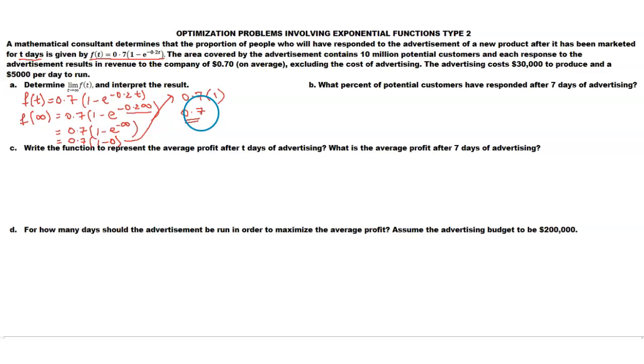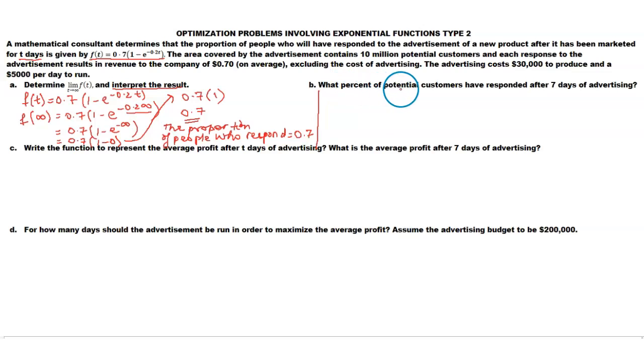This means 7 out of 10 people would respond to the advertisement, or the proportion of people that respond to the advertisement is 0.7. When they ask you to interpret this result, the interpretation is the proportion of people who respond to this advertisement. And with this, we're done with part A.